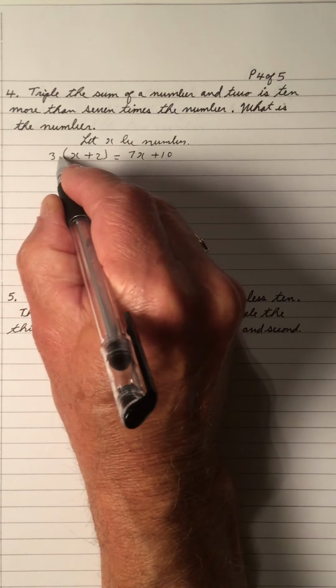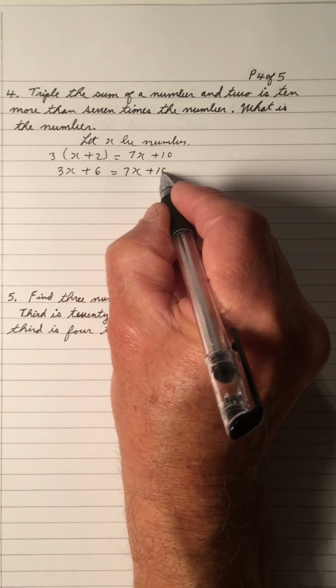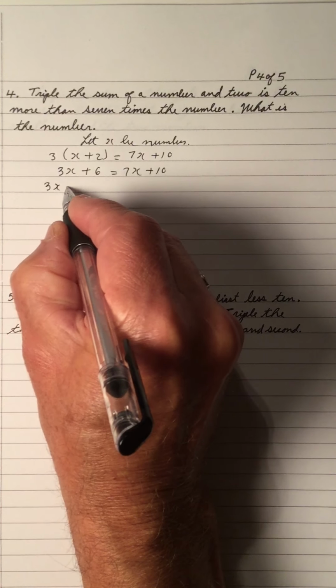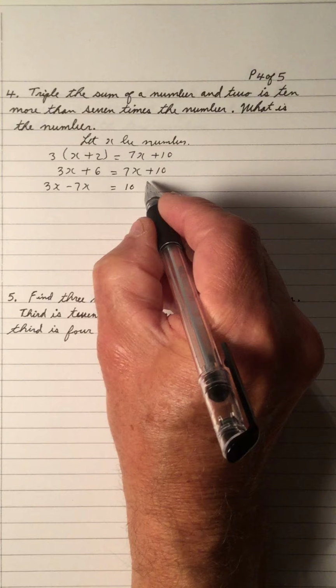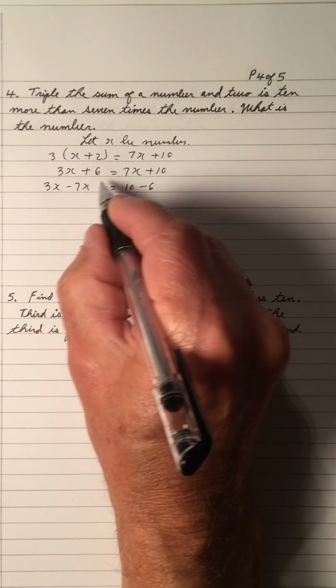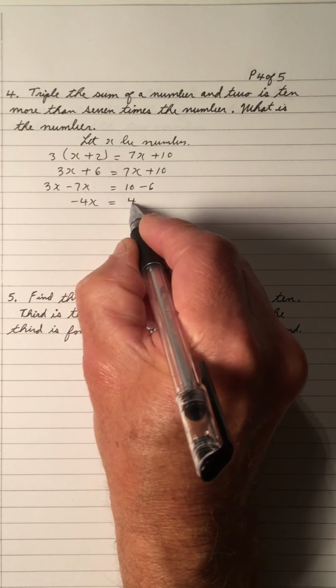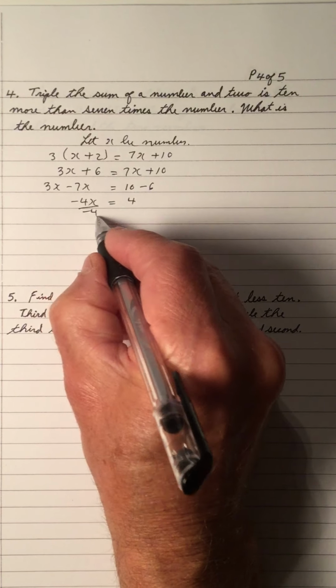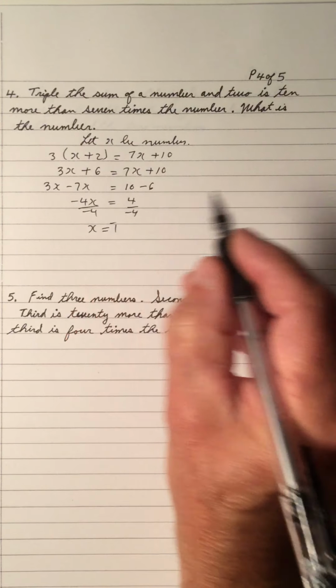Remove the bracket, multiply 3 by x and 3 by 2, done. Variables go to the left, change the sign. Numbers go to the right, change the sign. Positive becomes negative, positive becomes negative. Negative 4x equals 4. Divide by negative 4, and I get x equals negative 1.